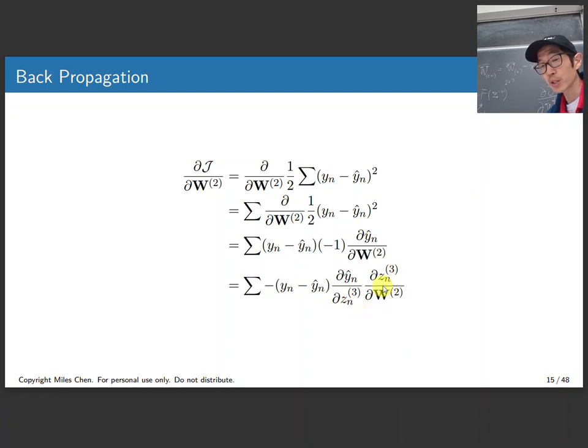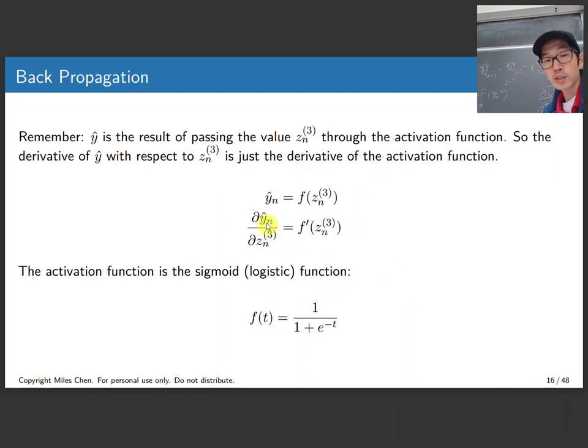We can break this out into more partials: how does it change with respect to Zn3, and how does Zn3 change with respect to W2? So how does y hat n change with respect to Zn3? Well, y hat n is the function applied to Zn3, so that's just f prime of Zn3. So that's going to be this term. y hat is just the result of passing Zn3 through the activation function, so it's just the derivative of that. The activation function is this logistic function, 1 over 1 plus e to the negative t.